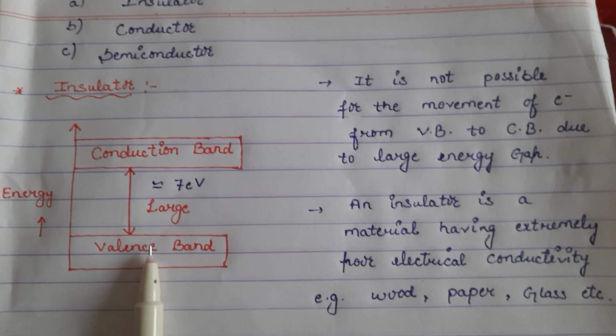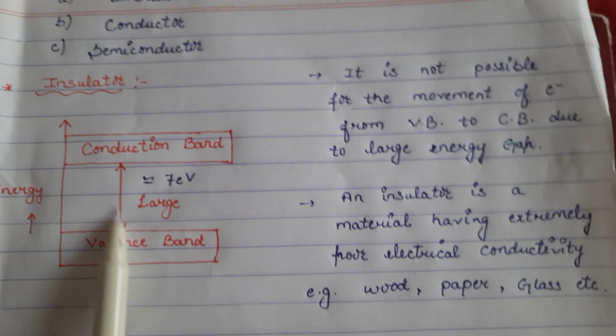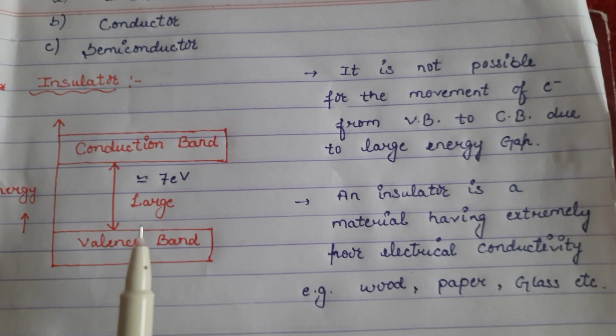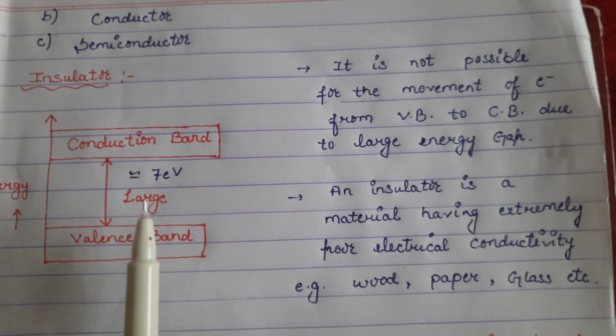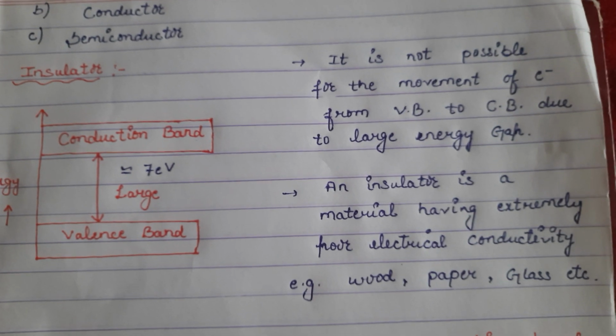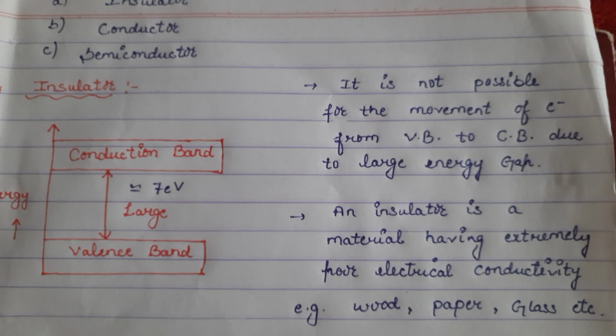So it is not possible for electrons to move from the valence band to the conduction band due to this gap, because it is approximately equal to 7 electron volt. So what it means is, an insulator is a material having extremely poor electrical conductivity. For example, wood, paper, and glass are examples of insulators.